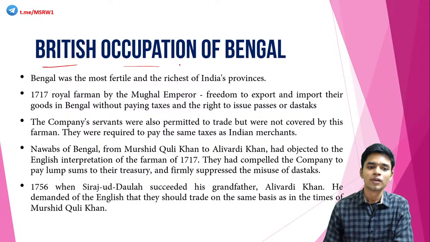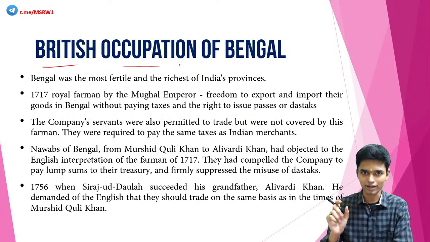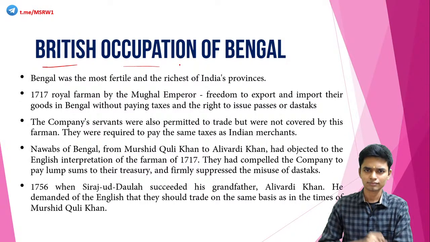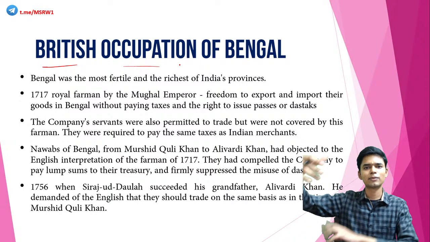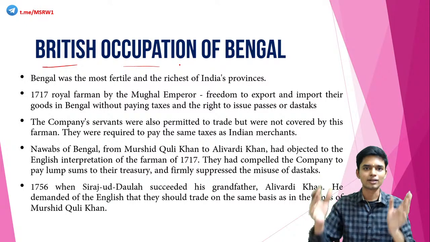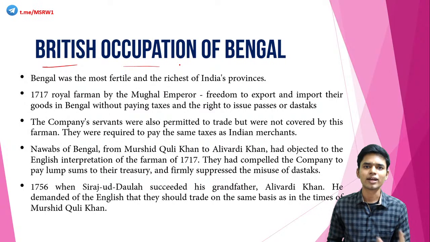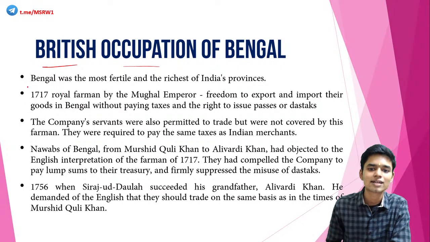Okay, so Bengal was the most fertile and the richest of Indian provinces. This is what attracted the British to Bengal. Most fertile, plenty of rivers flow through it. We have the Brahmaputra, Ganga, the Doab there, the delta, the deltaic region, very fertile alluvial soil, good for agriculture, productive. Okay, so this richness of Bengal attracted the British to Bengal.